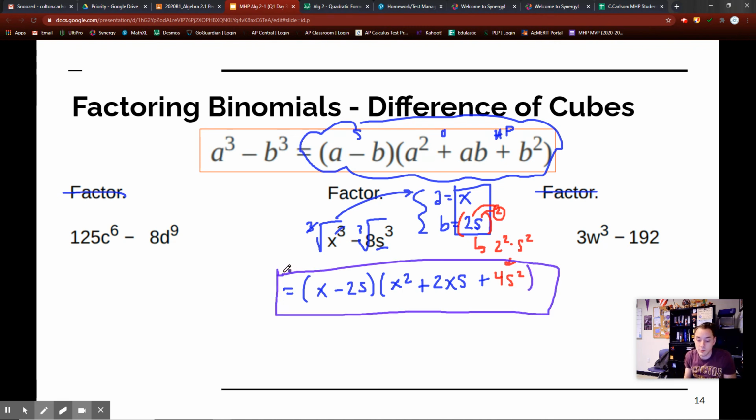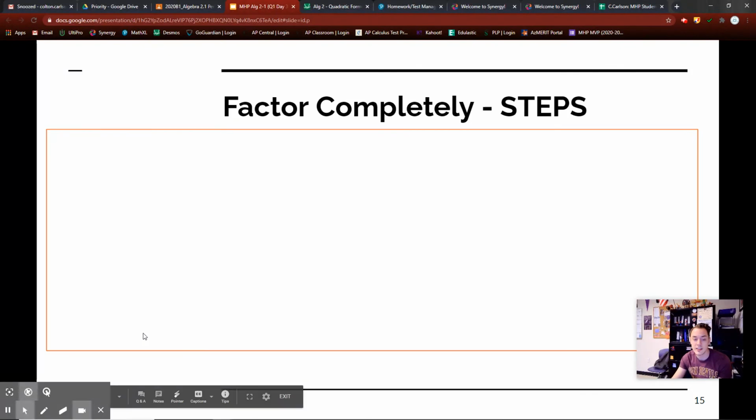Very similar to sum of cubes. I understand that. So really the hardest thing is sometimes you'll get this, like the 2s, and then really just recognizing the formula, like the minus, the positive, where they go. Okay? But that's the only one I'm going to do, just for the sake of time.